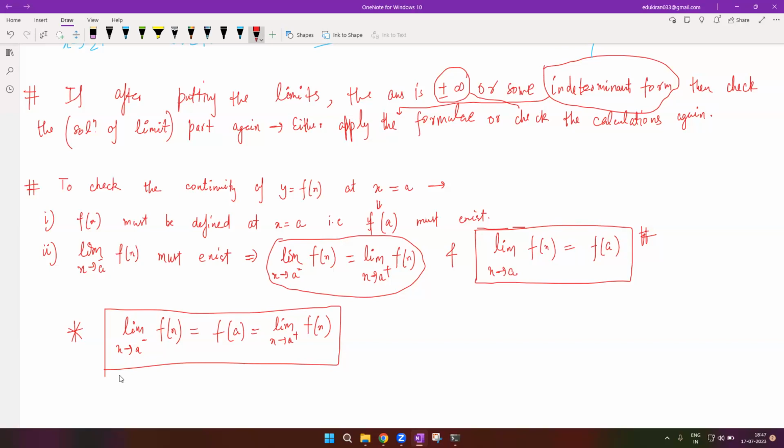Let's solve this one. Discuss the continuity of y equals mod x, or they can also write f(x) equals mod x. You know, both are the same thing. Discuss the continuity of y equals mod x at x equals 1.